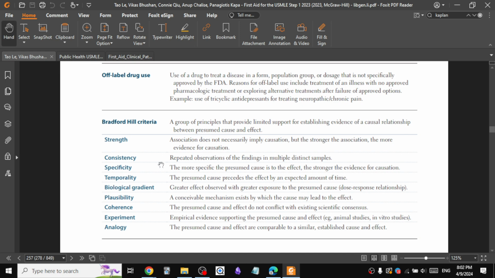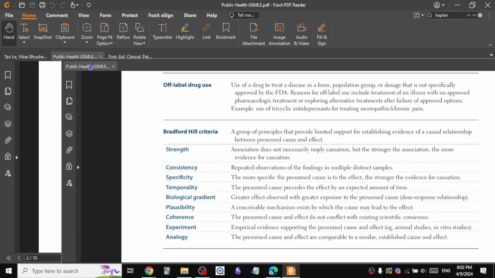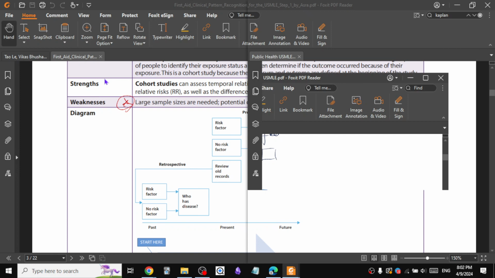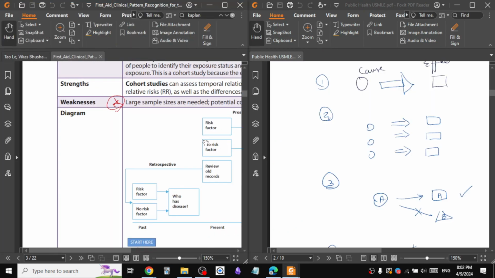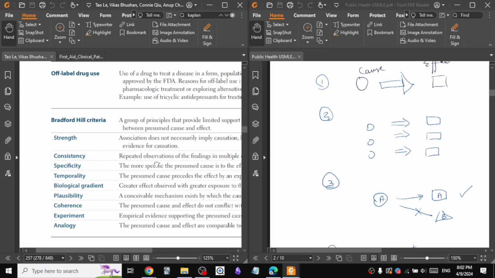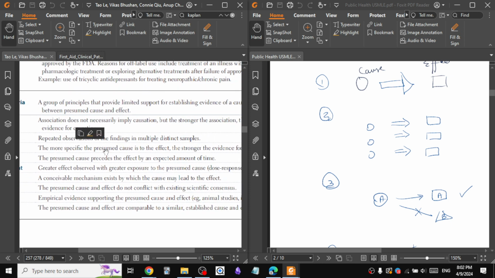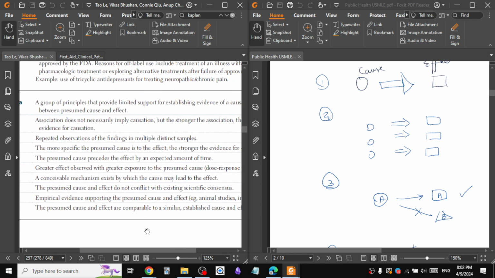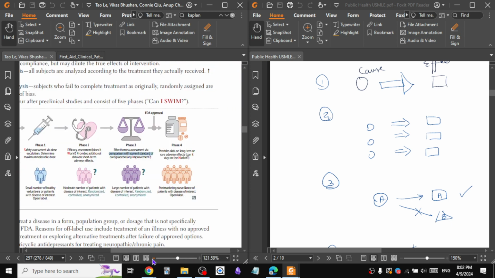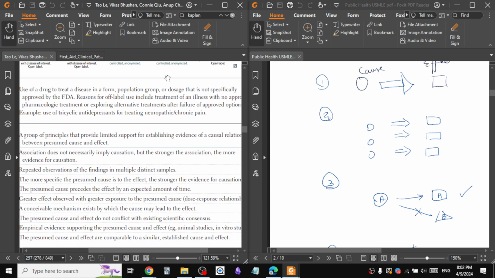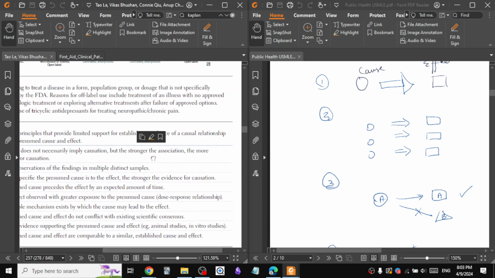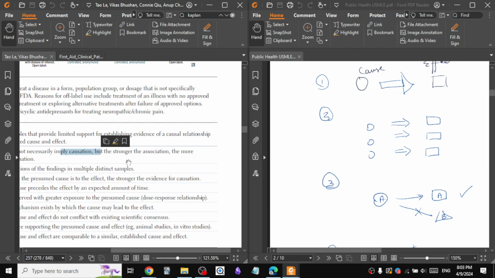Bradford Hill criteria. This is a new thing they've added, and I found a way to easily remember this. Okay, so we have all of this. All right, and what I'm going to do is split the screen. So you see Bradford Hill criteria. What is it used for? First of all, it's used to determine the relationship.